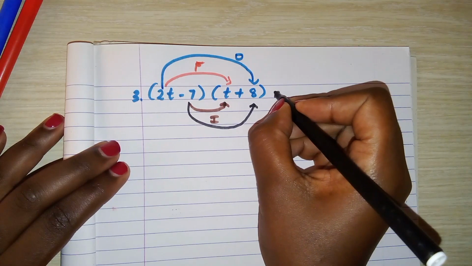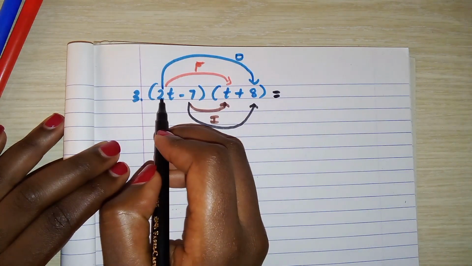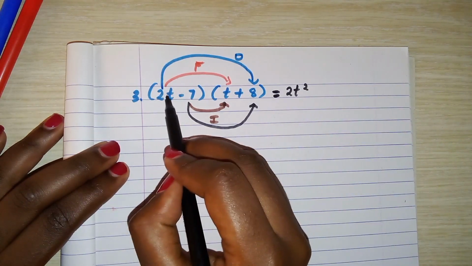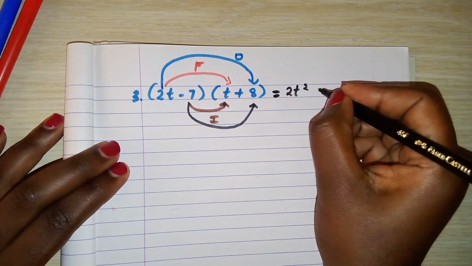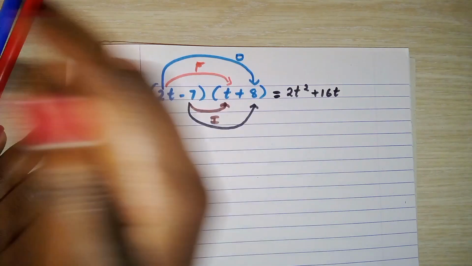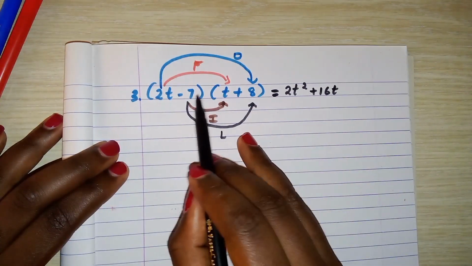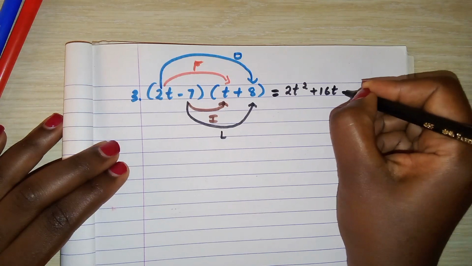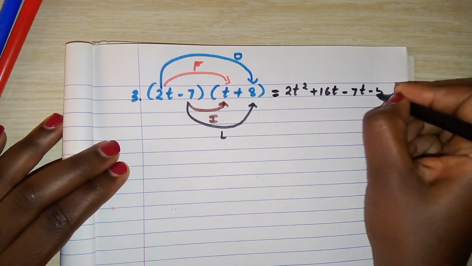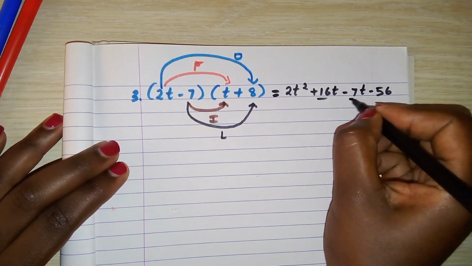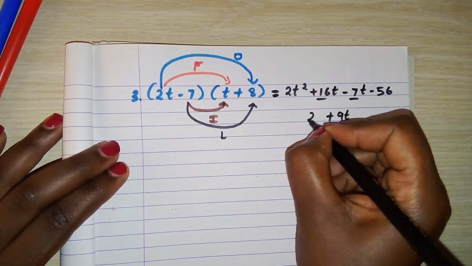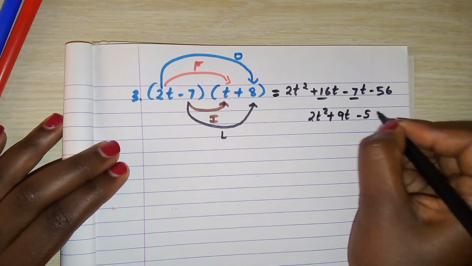Okay, so this time I'm going to use the same color. So 2t times t is 2t squared, and then 2t times positive 8 would be plus 16t. And then we go to inside, so this one I forgot to write, last. So negative 7 times t would be negative 7t, and then you have negative 7 times 8 would be negative 56. So like terms together, 16 minus 7 would be positive 9t, and then you put 2t squared minus 56.